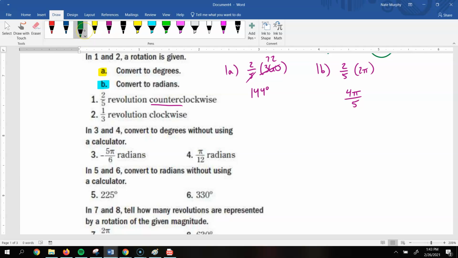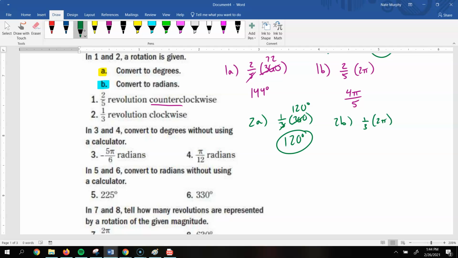Okay, let's look at number 2. Starting with 2a, we need to convert that to degrees. So we're going to take 1/3 of 360 degrees. Hopefully you can see that 360 divided by 3 would be 120, and 120 times 1 would just be 120 degrees. So there's nothing more to do with that one. For 2b, we're going to multiply 1/3 times 2 pi.